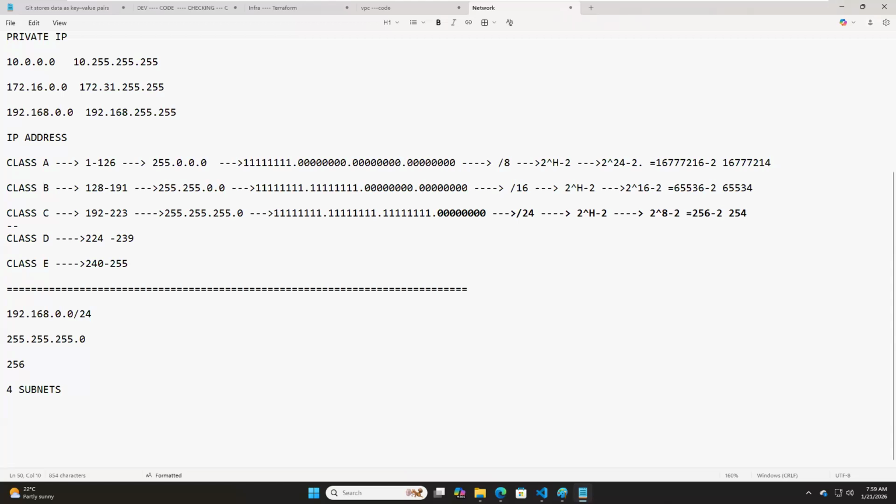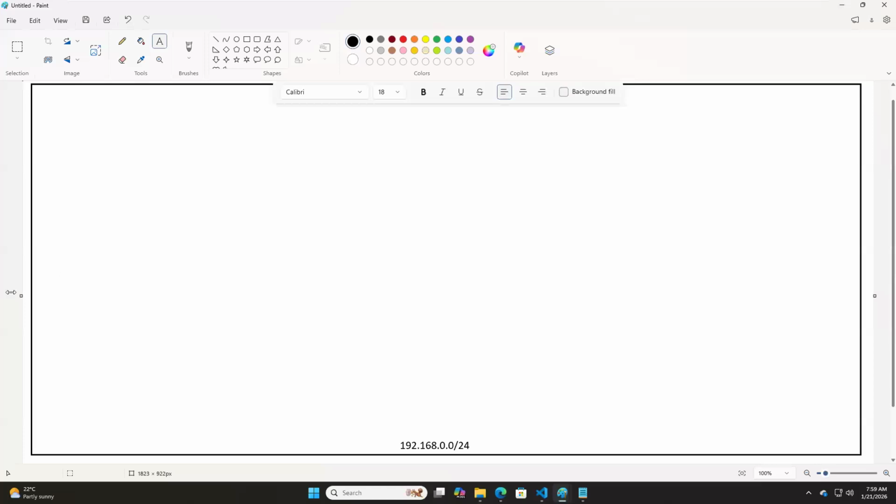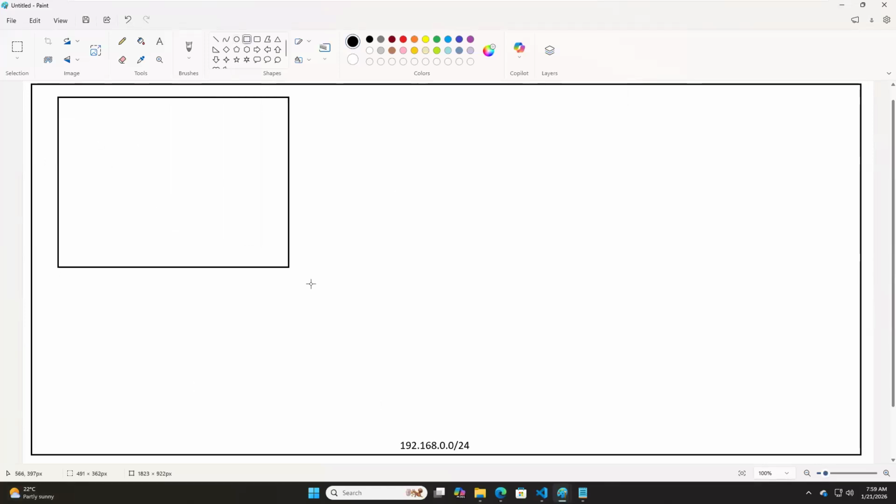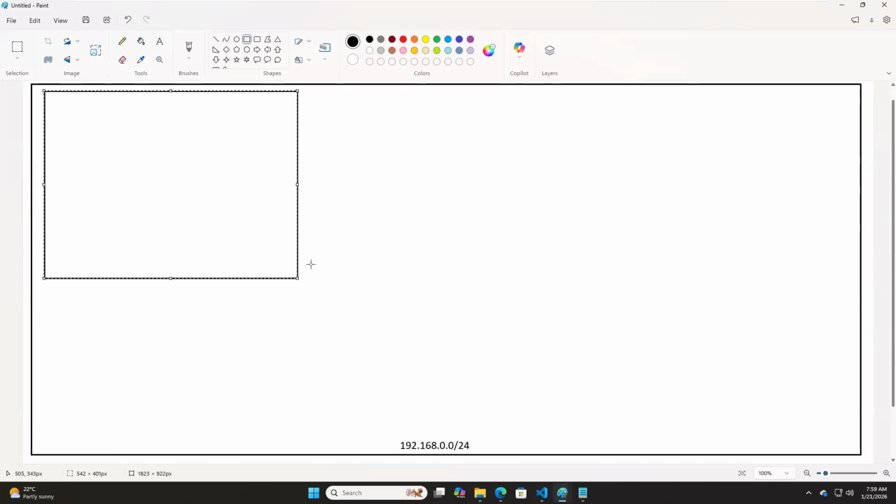Apart from /16, can we give any other number? Yes. So how are we going to provide it? I am going to tell you about that. So he asked me to divide a very big network into small pieces of networks. How many pieces of network does he want me to divide into? 4 small pieces of network. So if you see this entire organization network, he's asking me to divide it into 4 small networks.